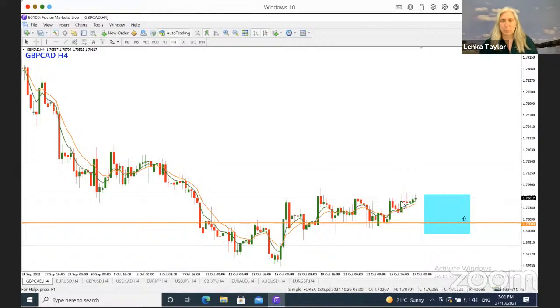So let's see what happens in the next few bars over the next couple of days. And that's the setup that I'm looking for. Long on GBP/CAD.